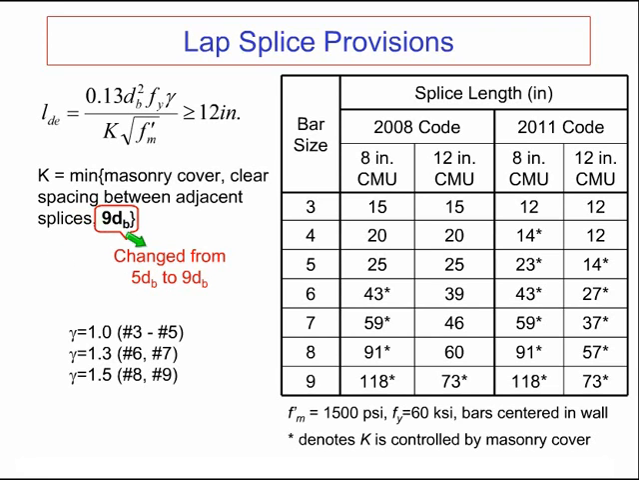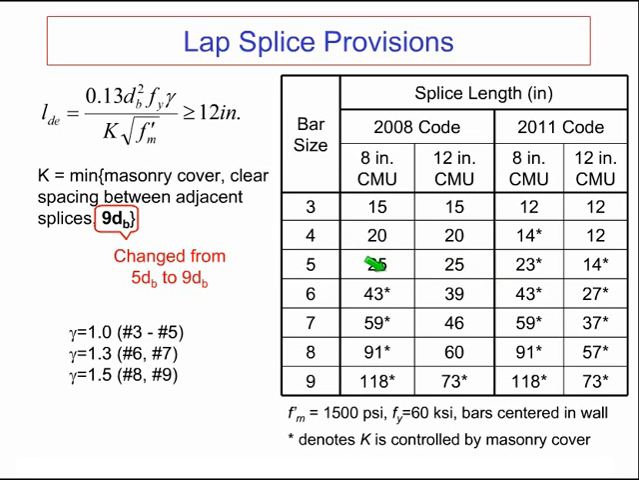So this is a quick table just to show you the impact of that for both 8-inch concrete masonry units and 12-inch concrete masonry units: the splice length required in the 2008 code, and the splice length now required in the 2011 code. For smaller bars, 3s, 4s, and 5s in that range, the splice length is a bit smaller in the 2011 code, so it provides a little more economy in terms of construction and also constructability. Once you get to larger bar sizes, then K starts to be controlled by that masonry cover instead of the 9 dB.